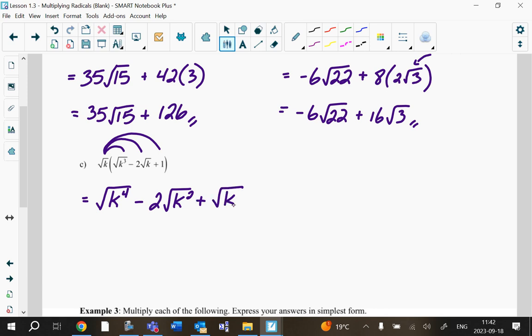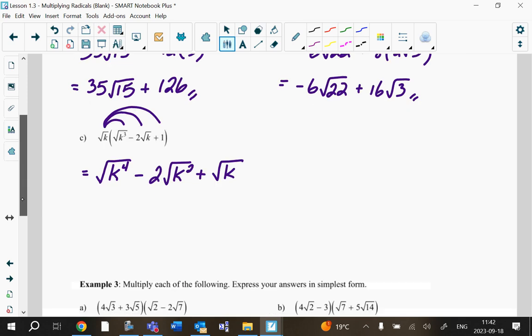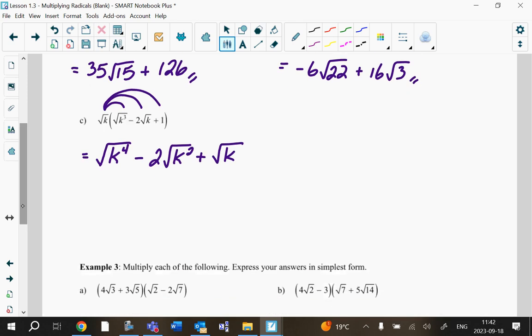All right, let's look at each one. Square root of K to the 4th. Can I do it exactly, or do I have to find the highest perfect square? So K to the 2nd. Minus 2 times, I can also do the square root of K squared exactly. I cannot do anything to this.